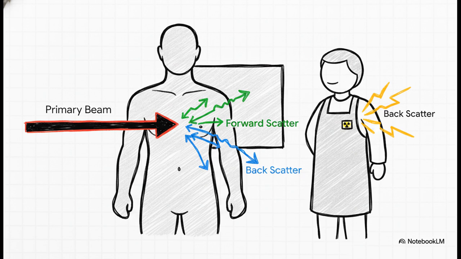The big takeaway here is that scatter is basically rogue energy. It bounces right off the patient, gives us absolutely zero diagnostic value for the medical image, and instead just becomes this invisible hazard to the radiology workers in the room.